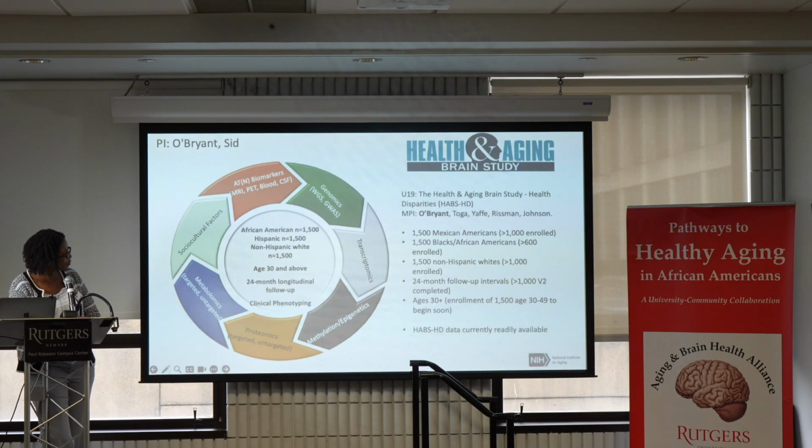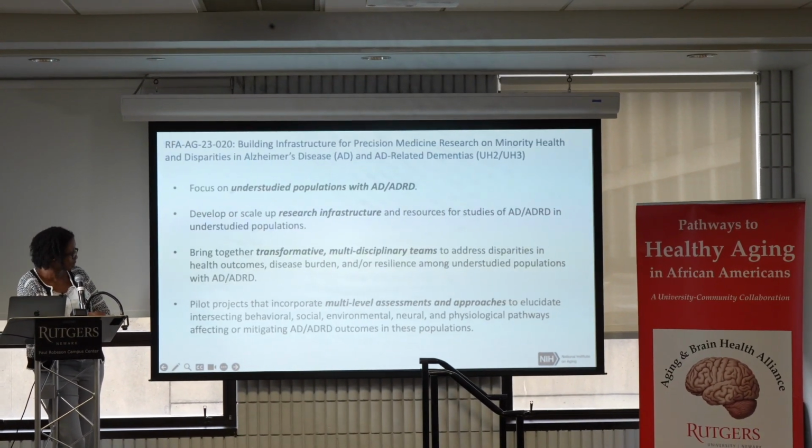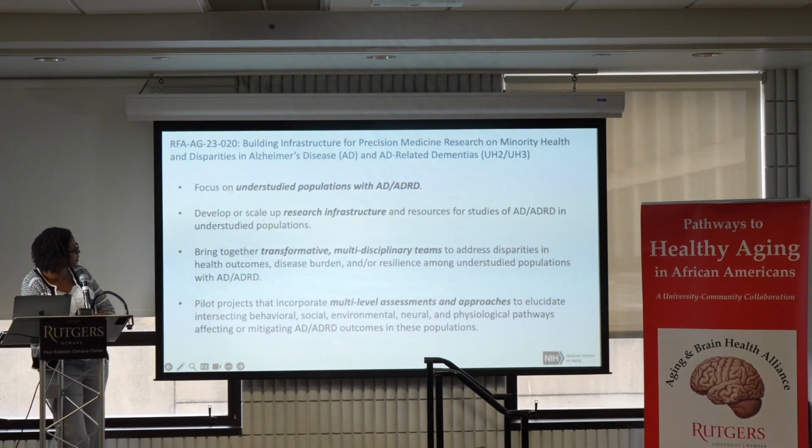And so what they're also going to do over the next 5 years is enroll an additional 1,500, 500 from each one of these populations, age 30 to 49, so that they could start to look at preclinical factors related and how this population will go on to develop AD.